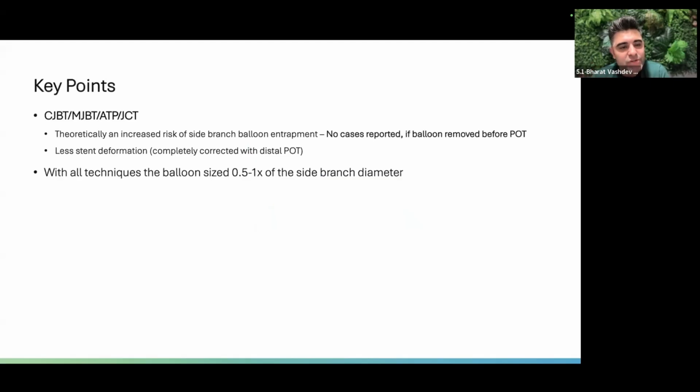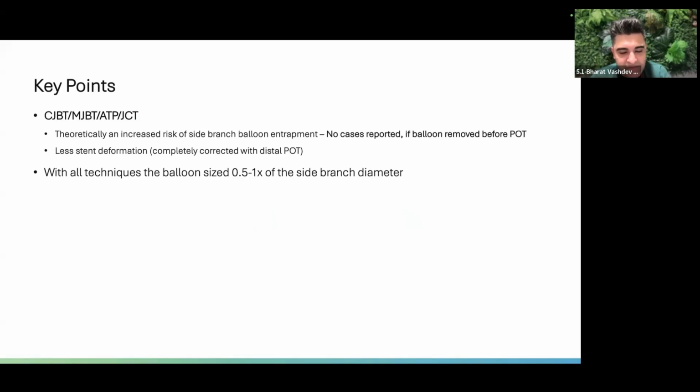The key points that you need to know with all of these techniques is, number one, there is an increased risk of side branch entrapment. However, in all the reported cases, there has not been one reported case of an entrapped device if the balloons are removed before you do the POT. And usually if you do a good POT, there is very minimal stent deformation.